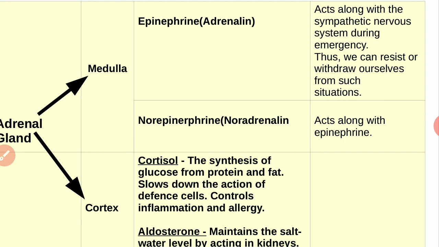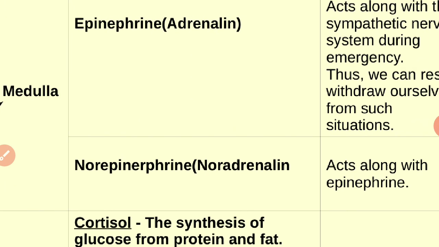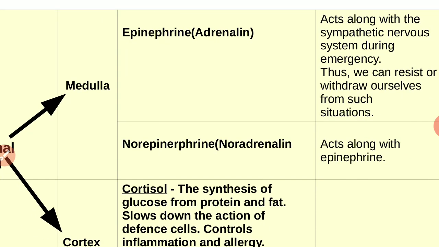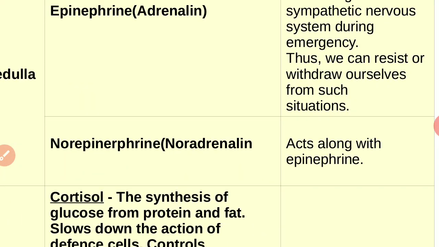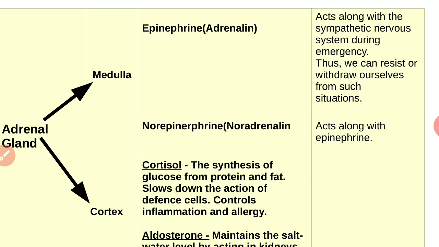The adrenal gland is located above the kidney, and it has an inner medulla and an outer cortex. The medulla produces two hormones, epinephrine and norepinephrine. Epinephrine is otherwise known as adrenaline, and norepinephrine is otherwise known as noradrenaline. Epinephrine and norepinephrine are the two hormones produced by the medulla. Let us see the function of epinephrine.